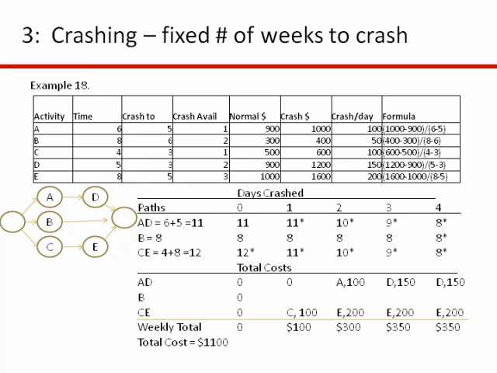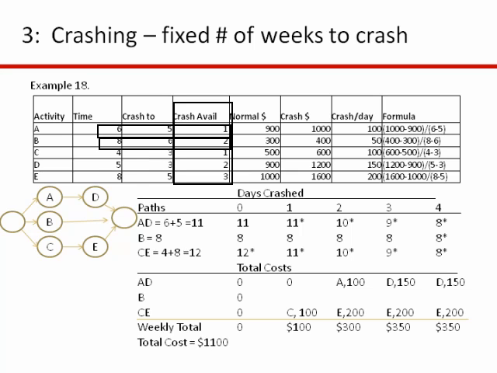Okay, so this is example 18 from the end of the chapter, and it gives you the original times, and how much you can crash to. So the crash time available is equal to the time minus the crash-to time. So the 6 minus the 5 is the 1. The 8 minus the 6 is the 2. So instead of just telling you how much you could crash it, it gives you the total time minus how much you could crash it to. So you have to calculate the crash amount available.